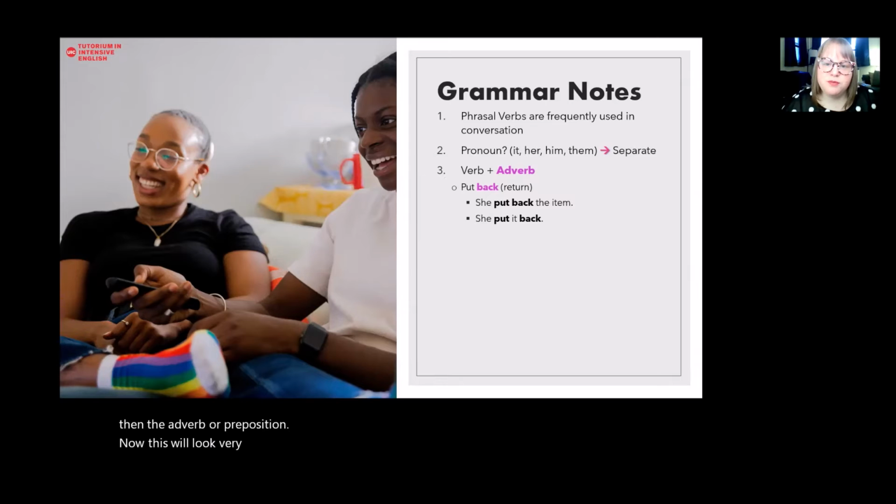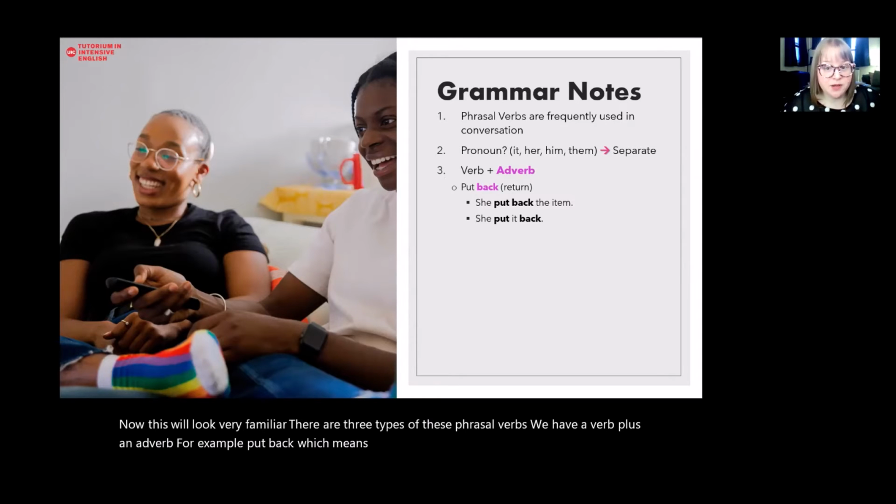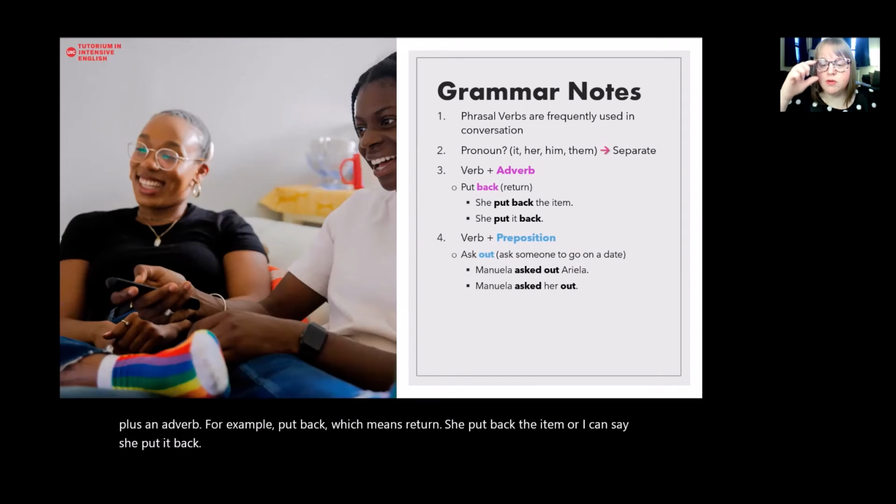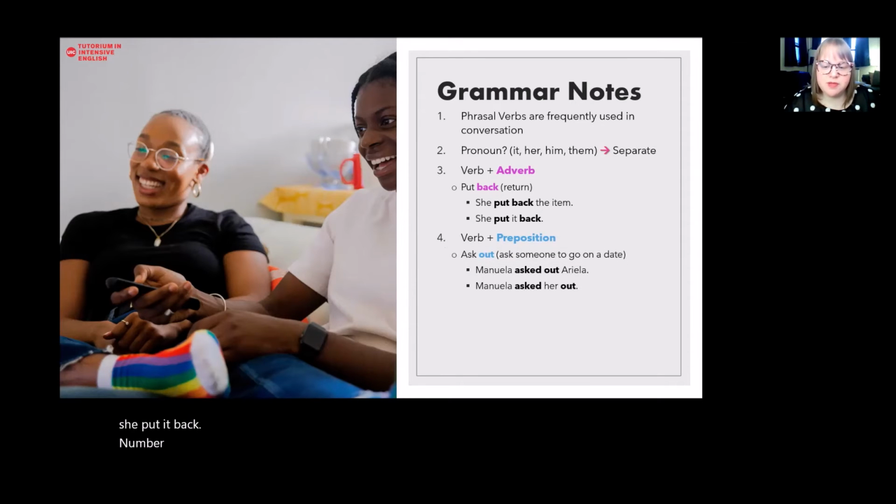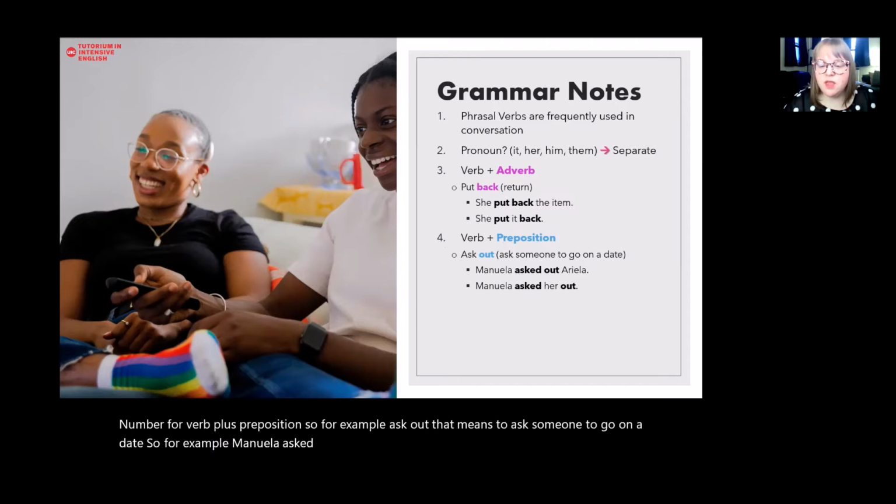Now this will look very familiar. There are three types of these phrasal verbs. We have a verb plus an adverb. For example, put back, which means return. She put back the item. Or I can say she put it back. Number two, verb plus preposition. So for example, ask out. That means to ask someone to go on a date. So for example, Manuela asked out Ariela, or Manuela asked her out.